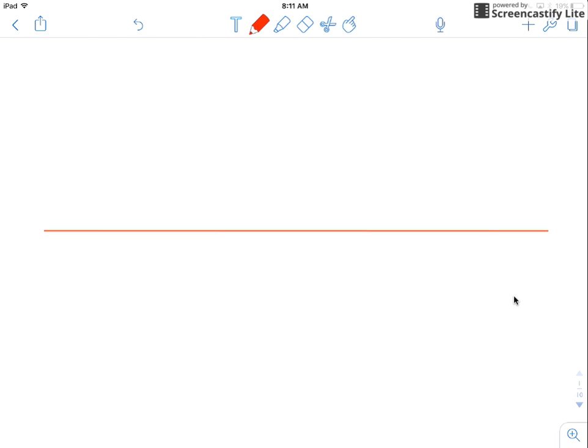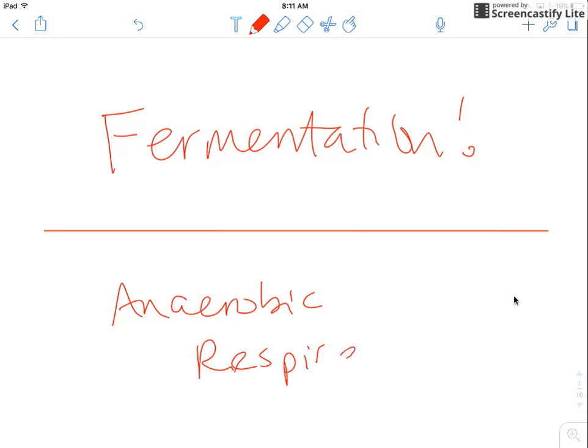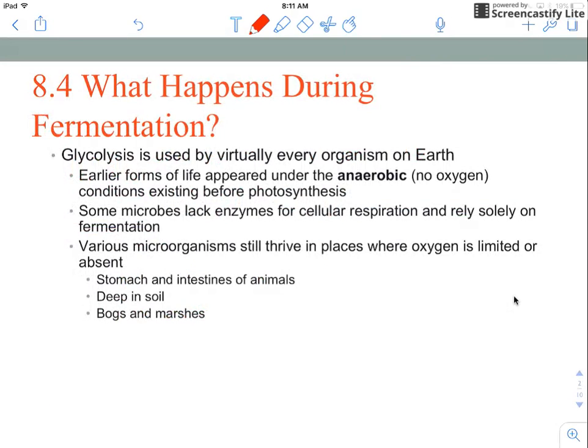Okay. Welcome to fermentation, also known as anaerobic respiration. All right. So, what happens during fermentation?